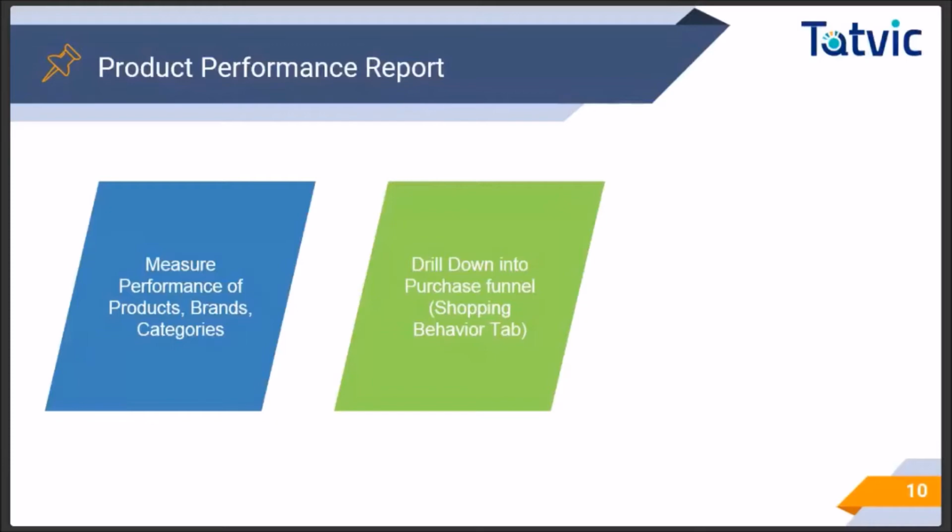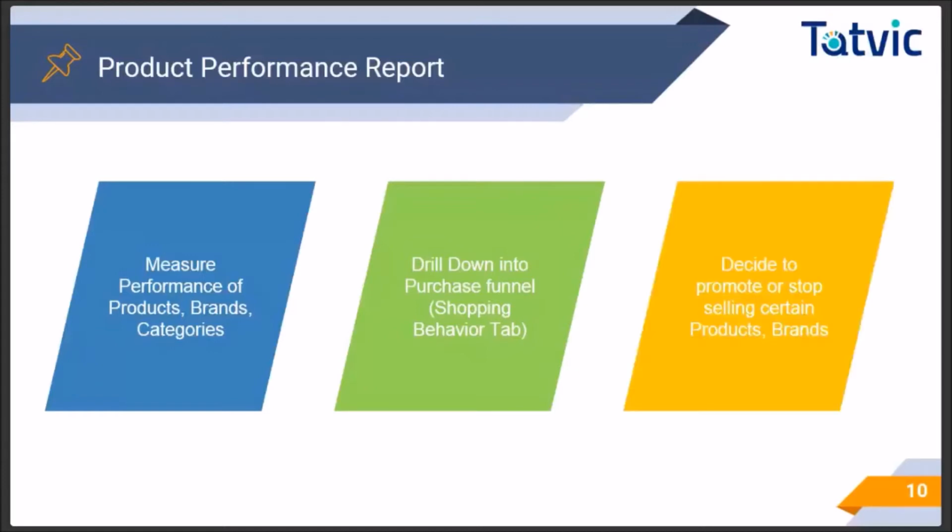The summary tab first will show you how much revenue each and every product or product category has generated and how many quantities for a particular product or product category have been sold. The shopping behavior in turn will show you the entire funnel for a particular product or product category, right from product views till the transaction. Based on the data that I receive under the product performance report, I can decide whether I have to promote a particular brand or stop selling a particular brand. Let's see how this data shows up in the GA reports.